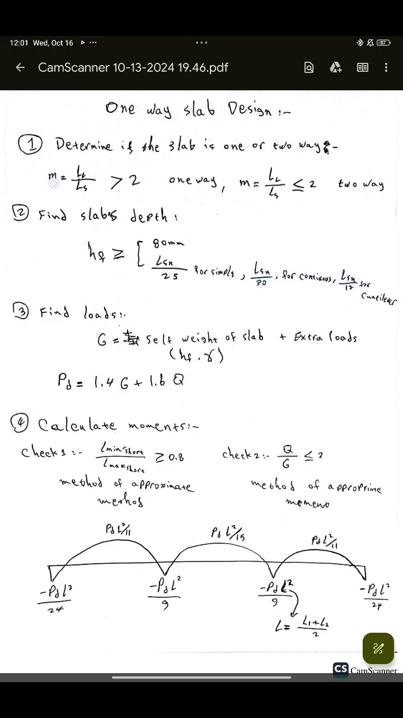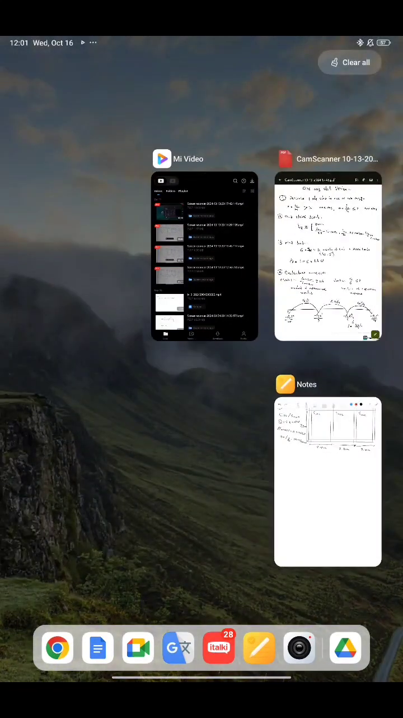So how do we calculate it? We refer to this point as m, and it equals the long length divided by the short length. If the answer was bigger than 2, then it's one way. If the answer was 2 or less, it's two way. So let's start doing it.